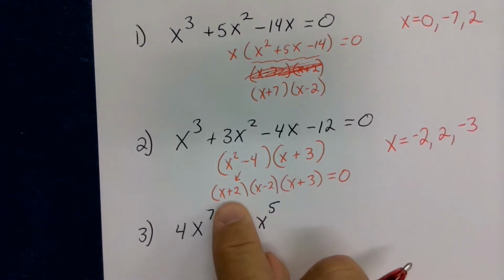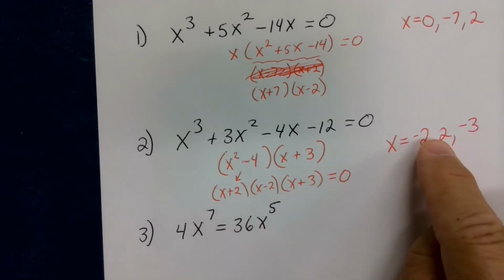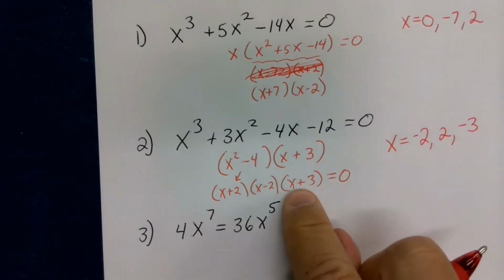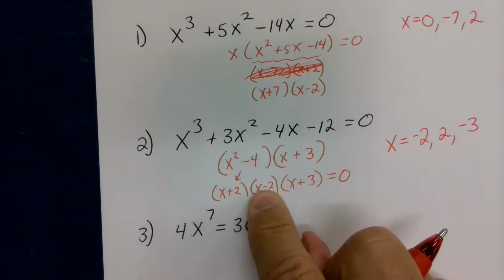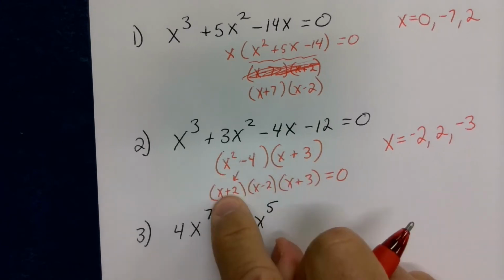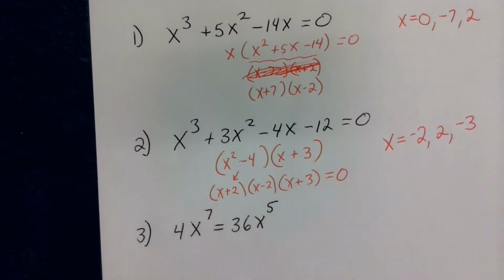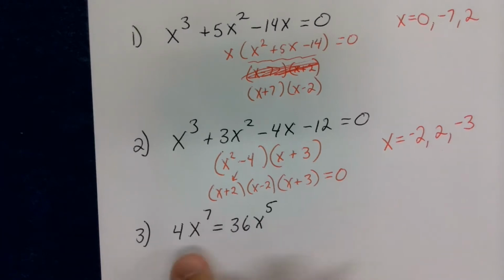Remember, they're always the opposites of what are in here. Because if I take a negative 3 and I plug it into this parentheses, negative 3 plus 3 is 0, and 0 times whatever that is still 0, and 0 times whatever that is still 0, and that's why the equation equals 0. Okay? So this next one looks kind of scary, looks kind of sketchy.